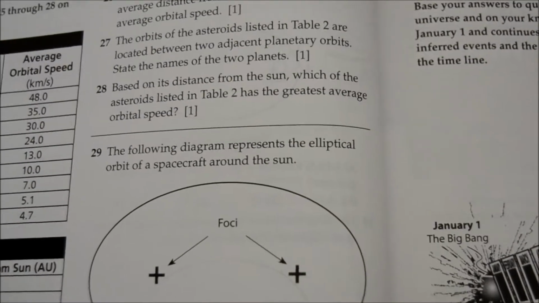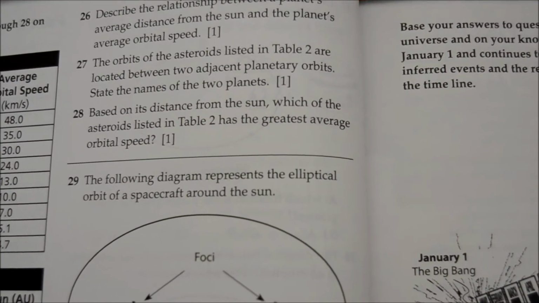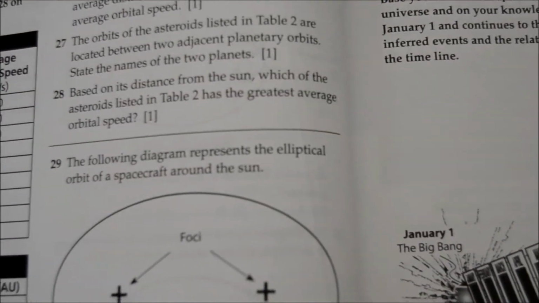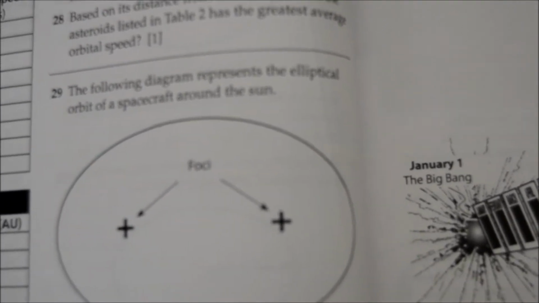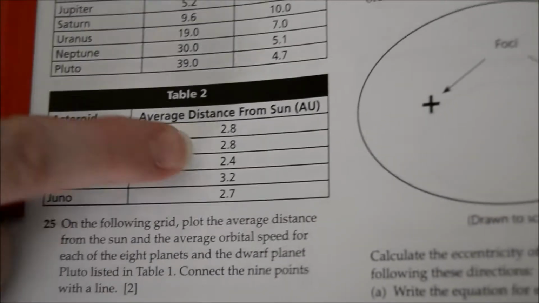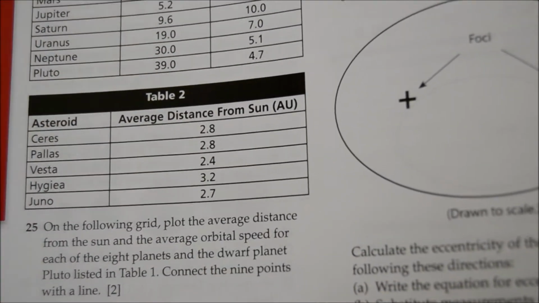Next one. Based on the distance from the sun, which of the two asteroids listed in Table 2 has the greatest average orbital speed? Well, that's the one that's closest to the sun. The one that's closest is going to be Vesta.